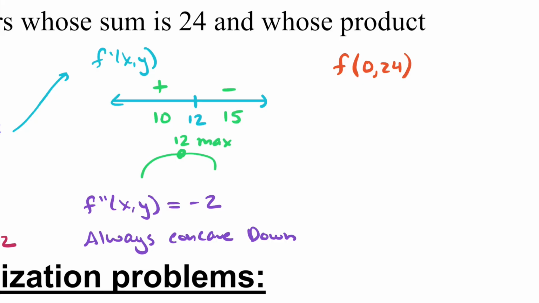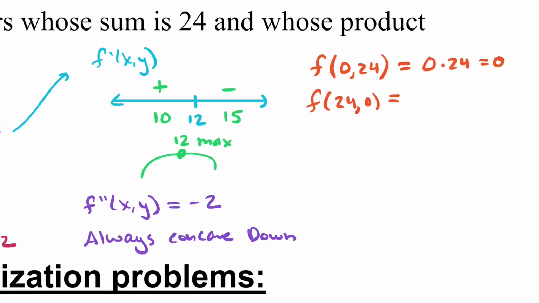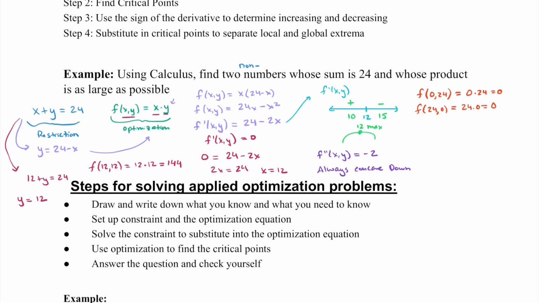If x was 0, y would have to be 24, which would be 0 times 24, which is 0. And if x was 24, y would have to be 0. So I get 24 times 0 equals 0. Now, kind of redundant, but you do have to test endpoints each and every time just to make sure that you have your maximum or minimum.